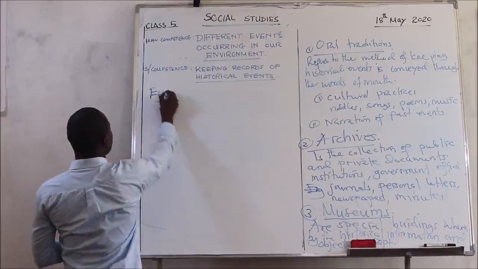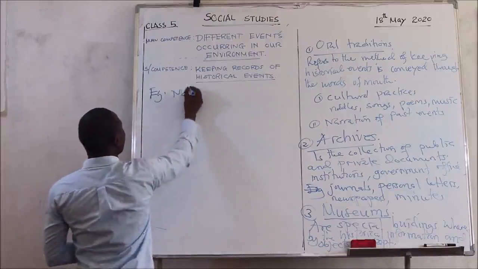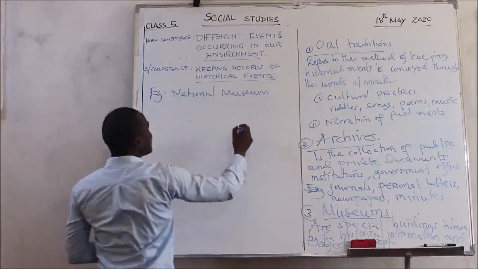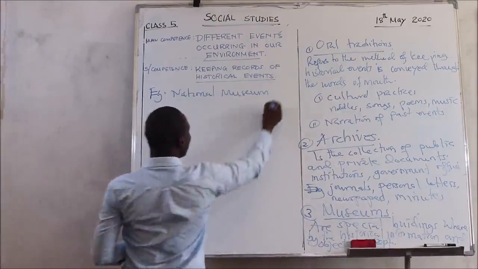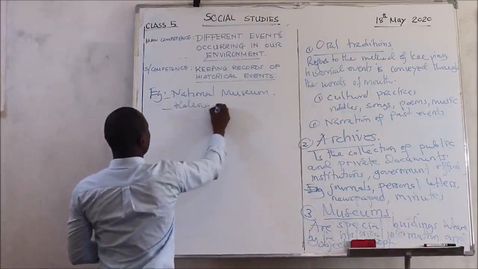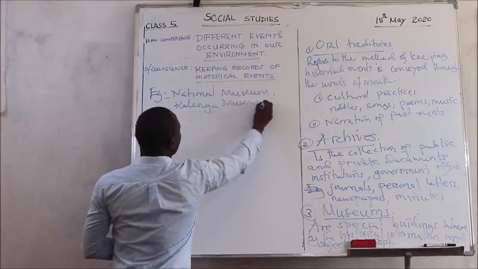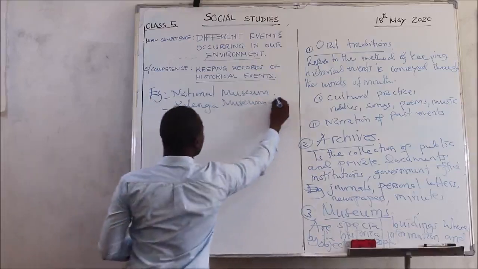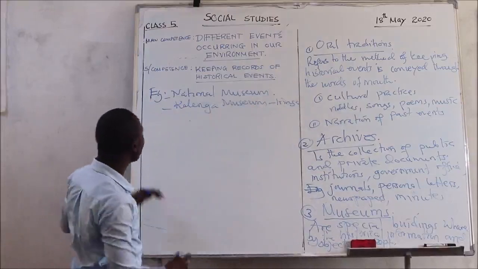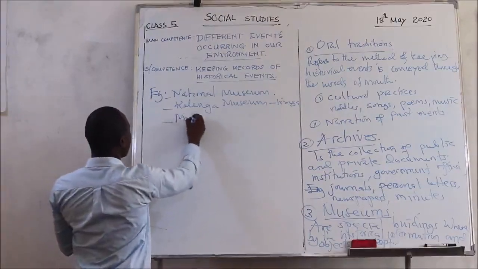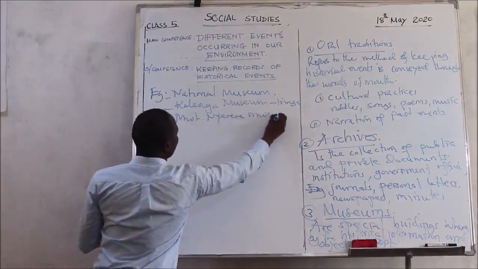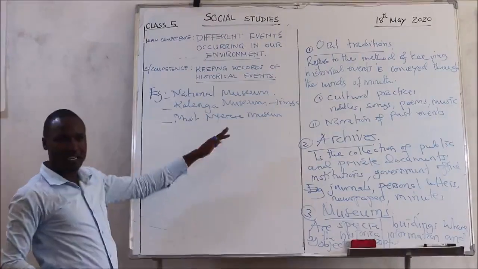Examples of museums in Tanzania. You have the National Museum, which is located in Dar es Salaam. We have also Kalenga Museum, located in Iringa. It is a special museum for Mtwa Mkwawa, the hero who fought against the Germans. We have another, Mwalimu Nyerere Museum, located in Butiama, Mara region.